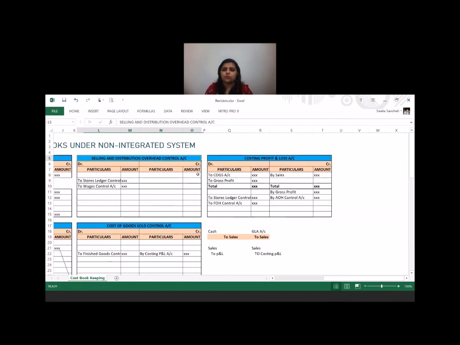Selling and distribution overheads, generally we don't have anything called absorption. If there is, well and good, we will write the absorbed figure and the rest of the figure, over absorption or under absorption, will go to costing P&L. But why doesn't it happen? Because this amount will also go and hit the costing P&L. By costing P&L, the entire admin, selling and distribution overhead will go and hit my costing P&L, and this account will also tally.